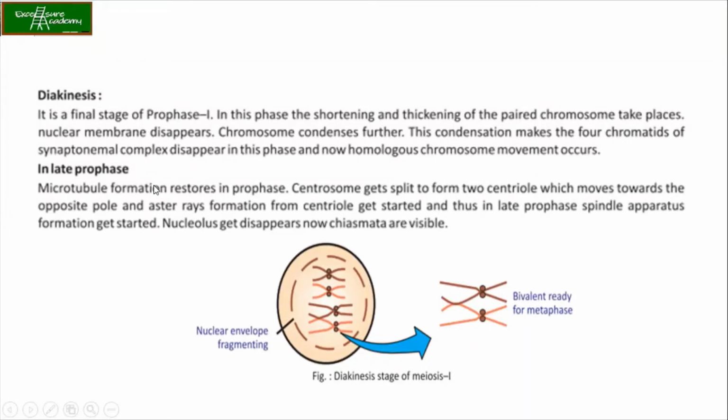Okay? So in the late prophase, microtubule formation will happen, centrosome gets duplicated. Okay, they will move to the opposite poles.